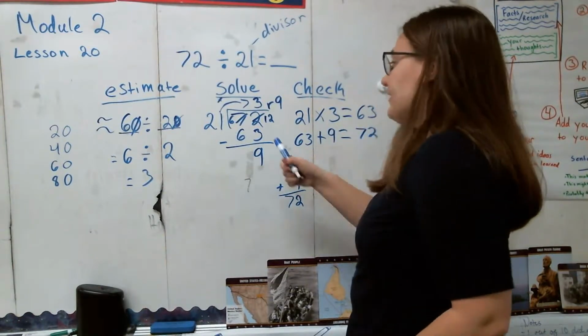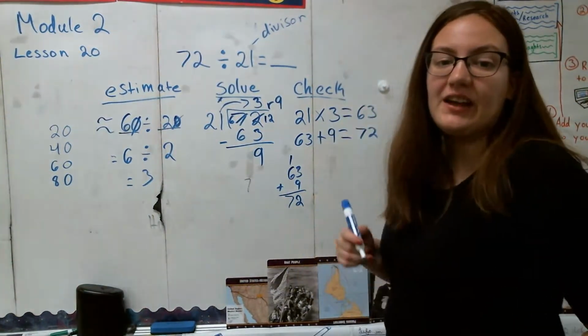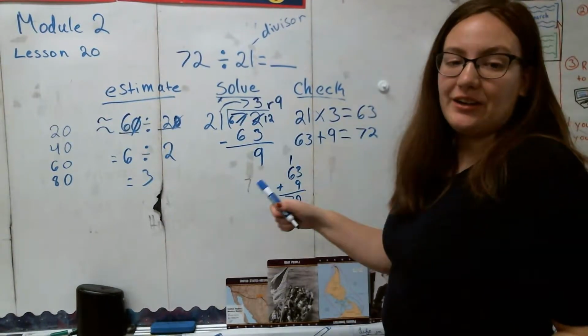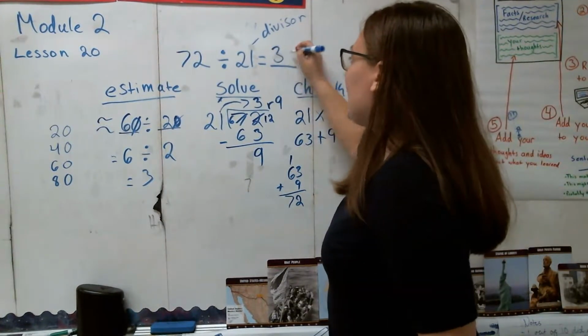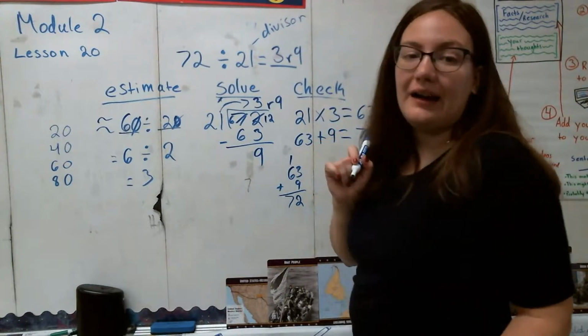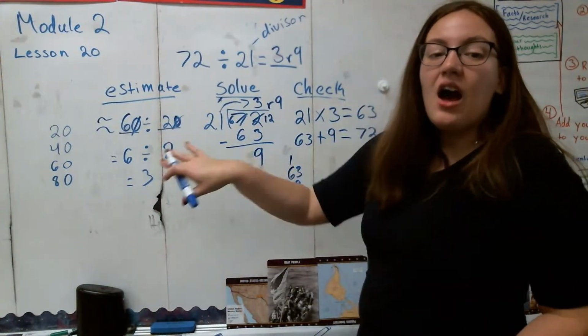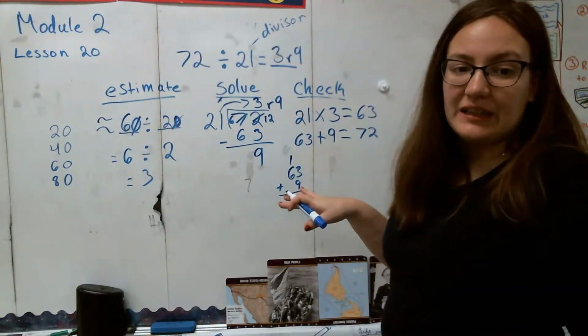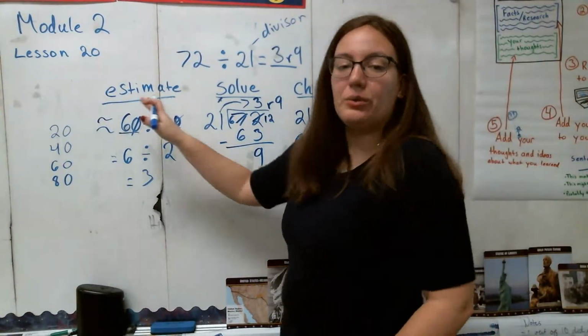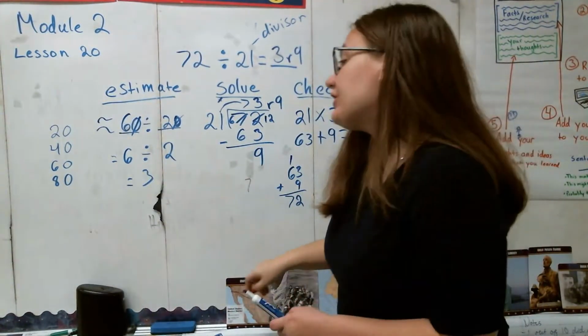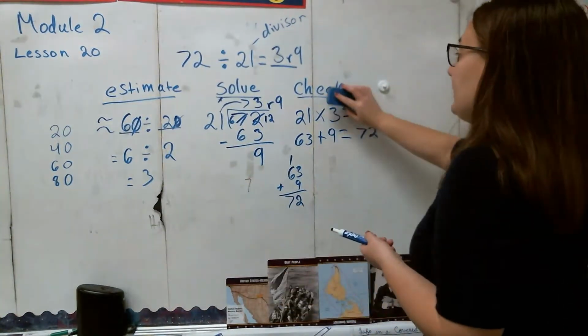and 72 matches my original dividend of 72, so I know my answer is correct, and I correct my final answer up on the line. So as you can see, the problems are still very similar. The only thing that's really different is the way that we are estimating. So let's move on to our next problem now.